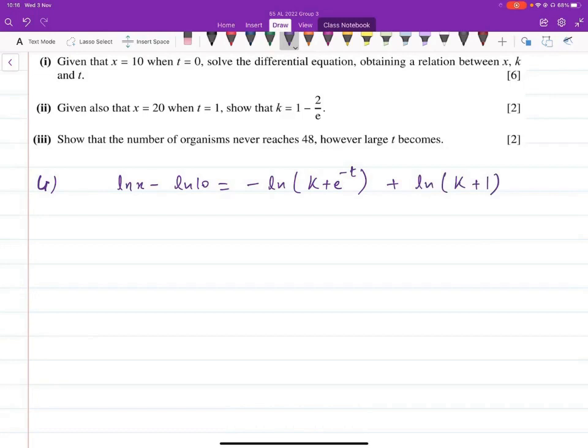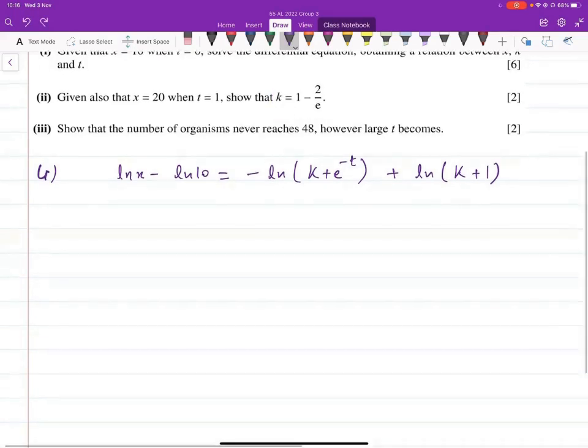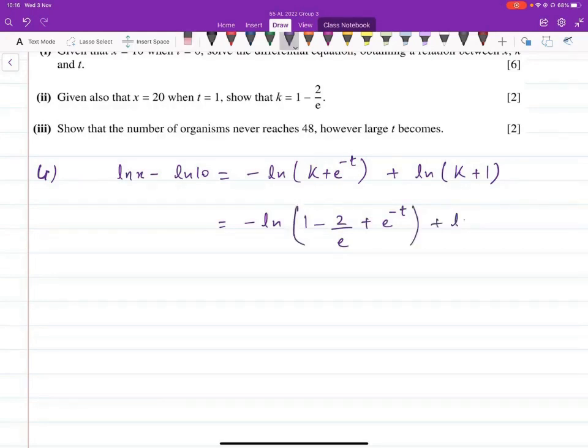Is this correct? Okay. Now in the second part, you have shown that k equals 1 minus 2 over e, right? Input its value here. 1 minus 2 over e, that's 1 minus 2 over e plus e raised to power minus t plus ln of 1 minus 2 over e plus 1. On the left side, we've got ln x minus ln of 10. Is that okay?